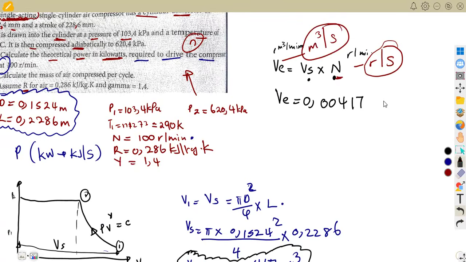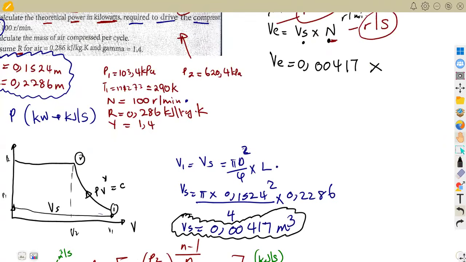So that means we are going to multiply our VS, the one that we got here, times our N. Remember our N speed, VS times N, but in revs per second. So that will be 100/60. This is per minute. You calculate it in revs per second, you have your VS, your VE. So this is revs per second.